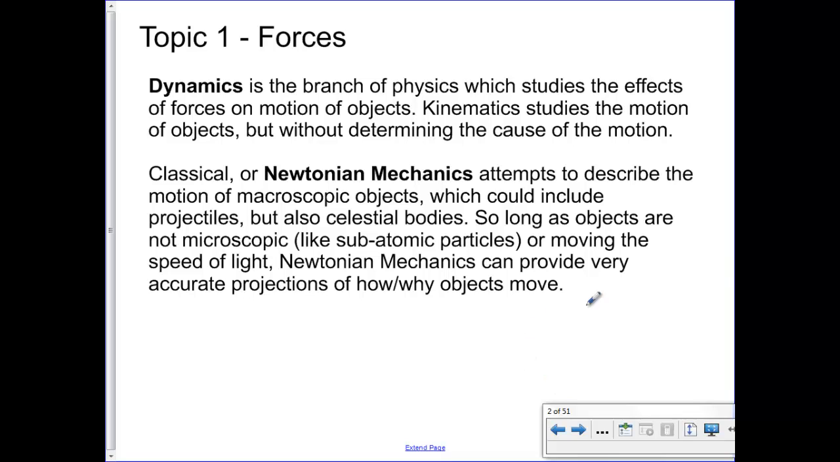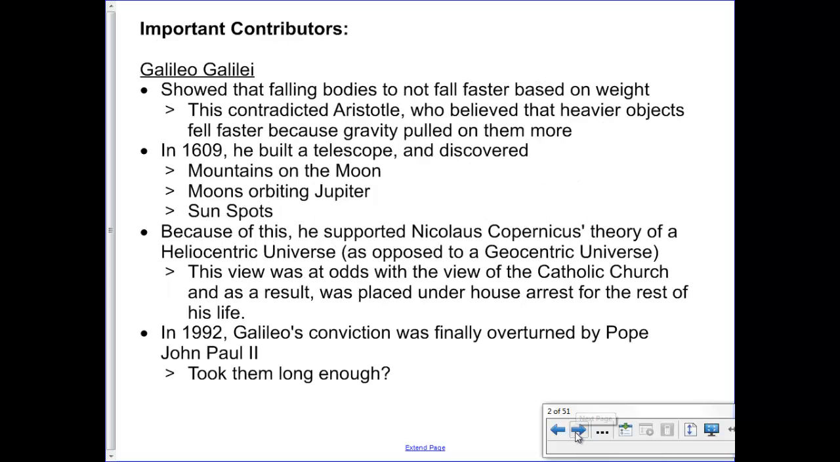Does that make sense? So as long as the objects are not microscopic like subatomic particles, it's going to be Newtonian. My next two slides, just so you know, I'm not testing you on Galileo or Newton.